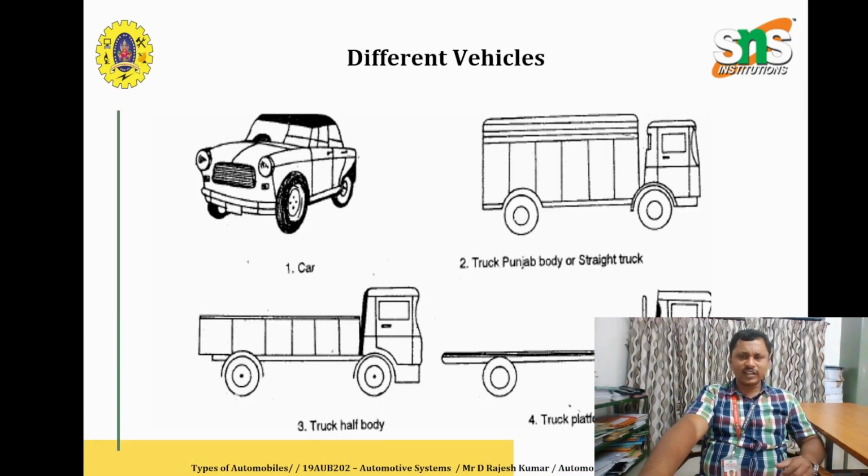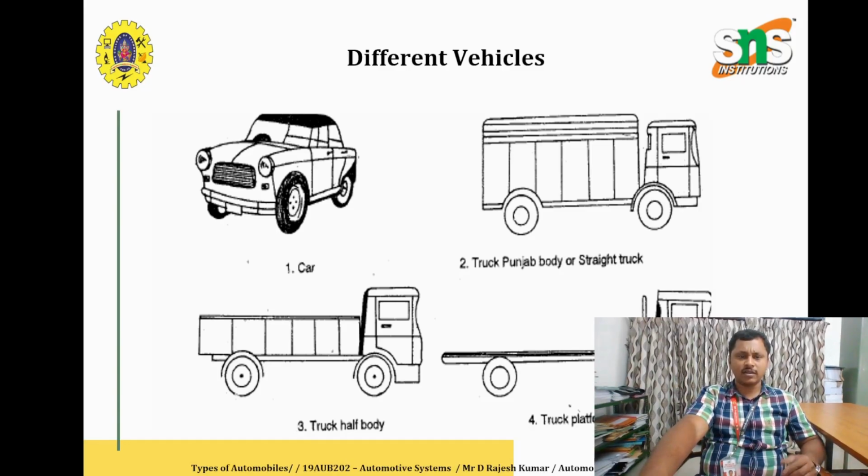So there are 10 different types of vehicles according to the construction. The number one you are seeing on the slide is the car. The second one is called the Punjabi body, otherwise called a straight truck. And the third one is the truck half body. Nowadays you can see this kind of truck, serial number 3, in the EB, that is the Tamil Nadu electricity board.